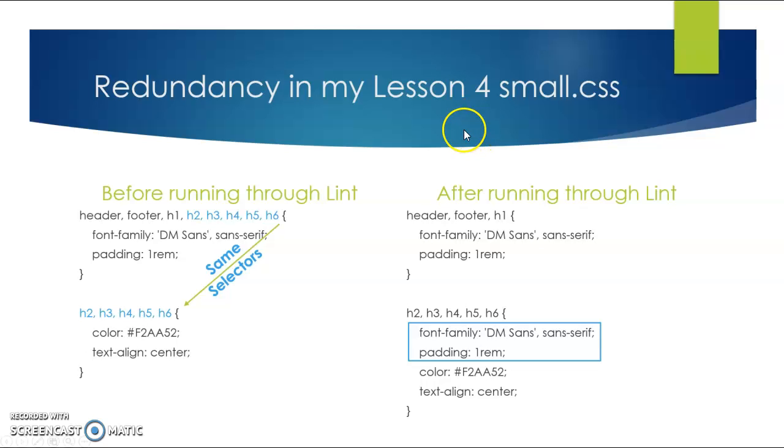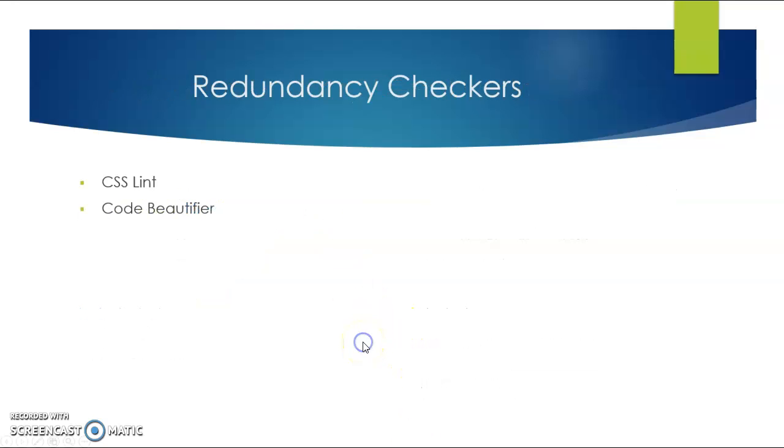After running it through Lint, I figured out that I should have the header, footer, and H1 listed with their rule for the font family and padding. And then H2 through H6 have the same font family and padding, but they also have their color and their text align. So instead of reading styling rules from two styling spots, it's reading it from one spot. I hope that makes sense.